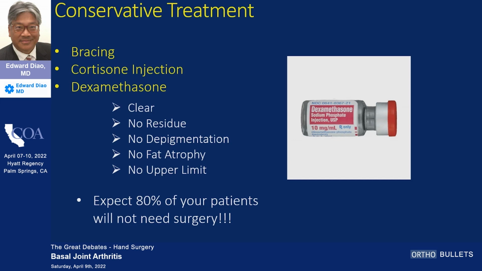People come to me after they've seen another physician, and sometimes they have fat atrophy. Sometimes they have depigmentation. So the best steroid for large joint injections, such as for the shoulder and the knee, are not always the best choice for the hand surgery type patient. I've been using dexamethasone for almost 30 years. My mentors 30 years before that. Why? It's clear. It leaves no residue.